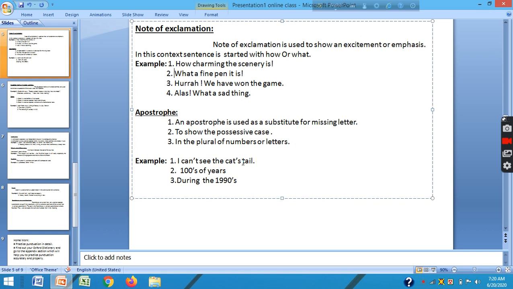Here, cat's tail is a possessive case. The apostrophe is also used in the plural of numbers, as in hundreds of years during the 1990s. So, dear student, we use the apostrophe to show the missing letter, to show the possessive case, and to show the plural of numbers or letters.